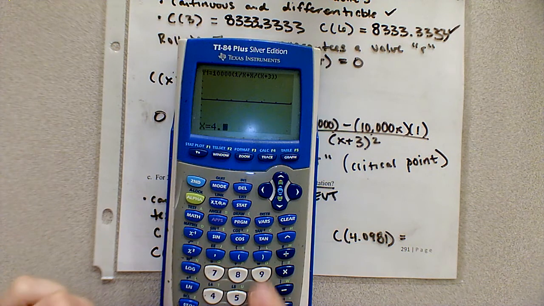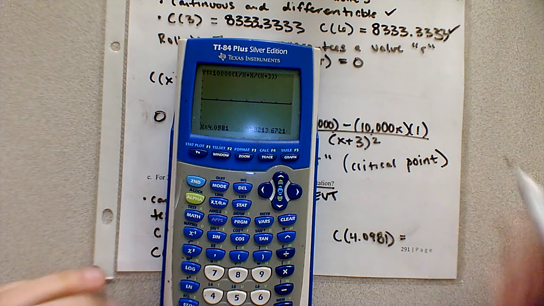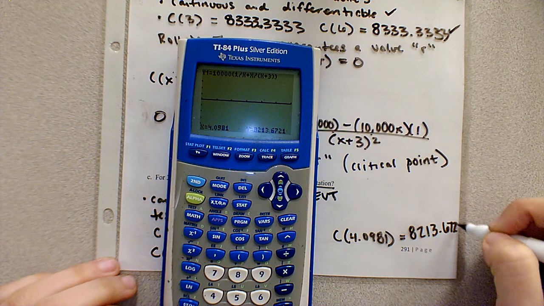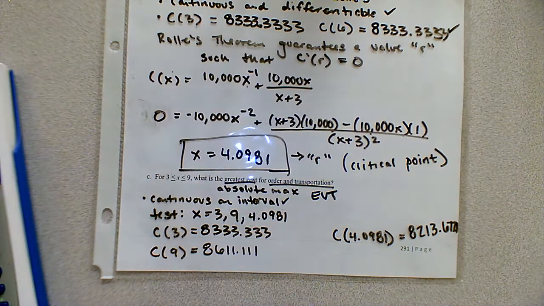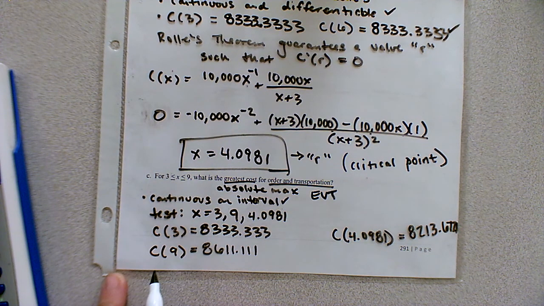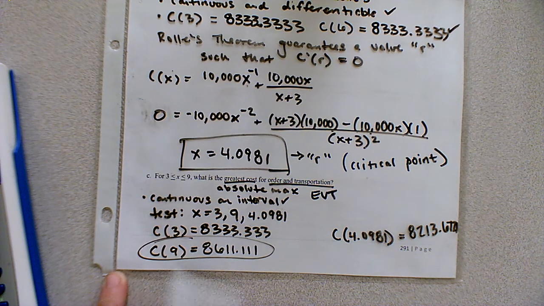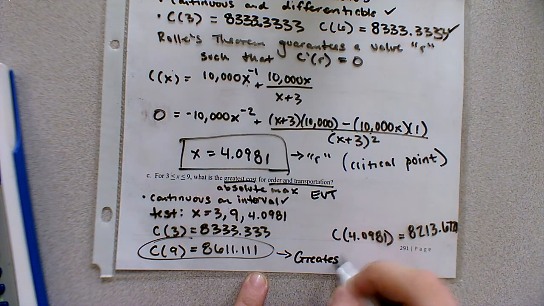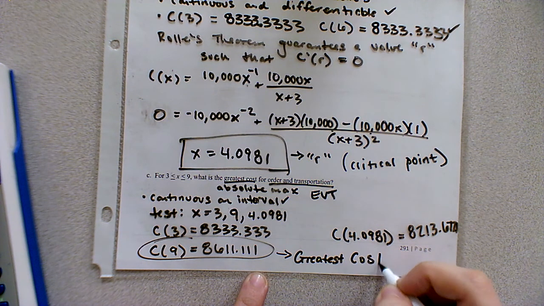And then 4.0981. All right, so they want us to find this absolute maximum, this greatest cost for order and transportation. And after evaluating the critical points and the endpoints, it looks like it's this 8611. This guy right there. Okay, so we'll go ahead and label this as the greatest cost.